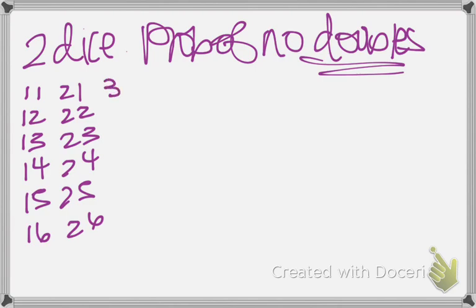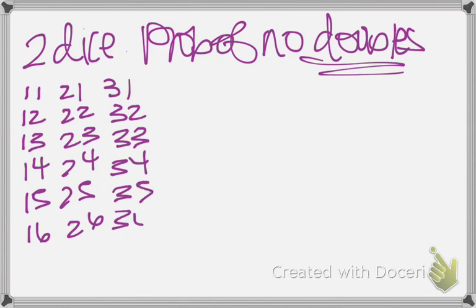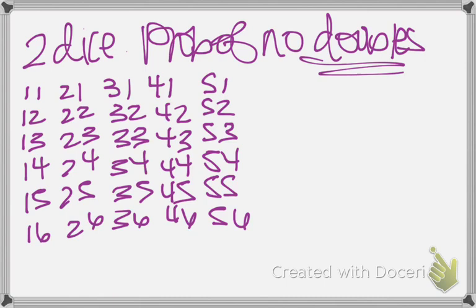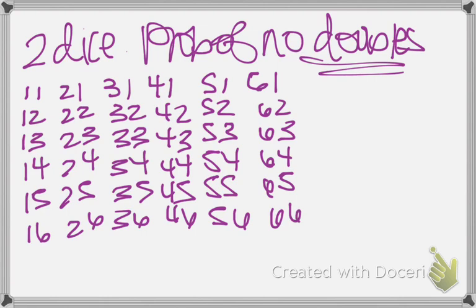Same thing with the 3. We could have done 3 and 1, 3 and 2, 3 and 3, 3 and 4, 3 and 5, 3 and 6. Same with the 4: 4 and 1, 4 and 2, 4 and 3, 4 and 4, 4 and 5, 4 and 6. Same with the 5: 5 and 1, 5 and 2, 5 and 3, 5 and 4, 5 and 5, 5 and 6, or 6 and 1, 6 and 2, 6 and 3, 6 and 4, 6 and 5, 6 and 6. Okay, so those are all of the possible outcomes. Now we can see here that the ones that are doubles are these ones.